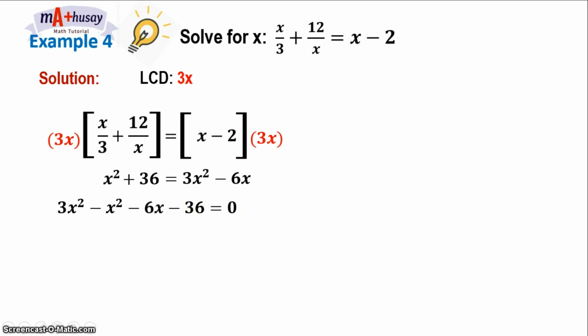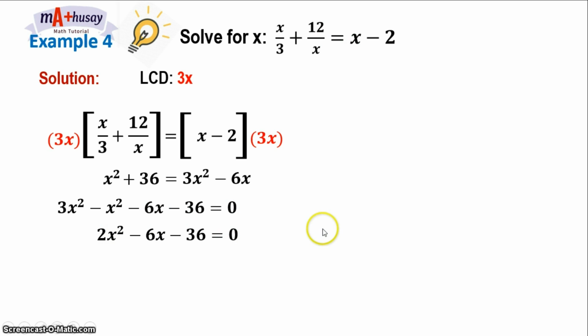So, combining like terms, pwede nating i-combine ang 3x squared at ang negative x squared. Pag kinombine natin yan, kasi yan lang naman ang pwedeng i-combine natin, 2x squared minus 6x minus 36. So, from this rational equation, na-transform natin siya as quadratic equation. We can still simplify this para mas madali nating i-factor. So, i-divide natin siya by 2.